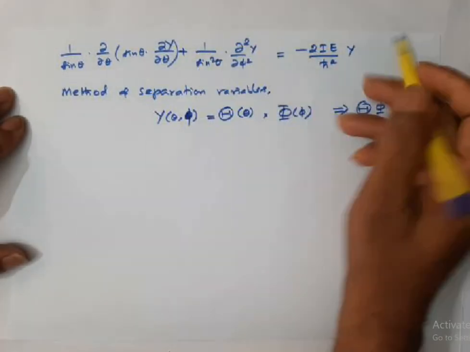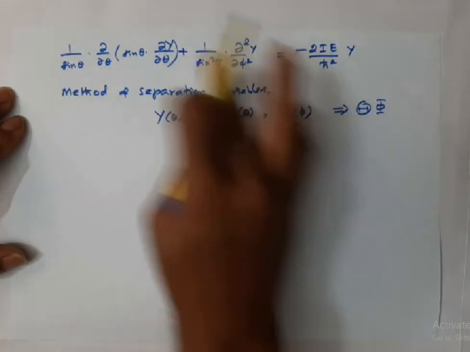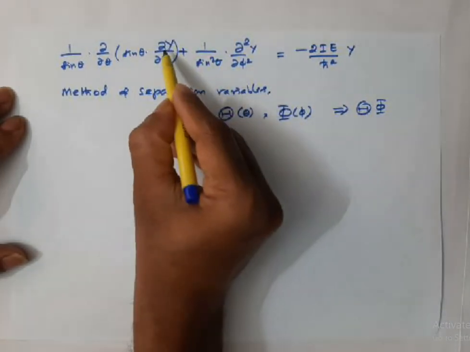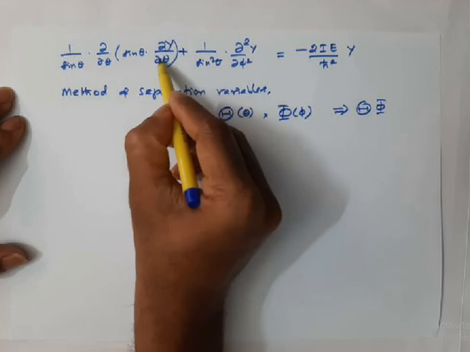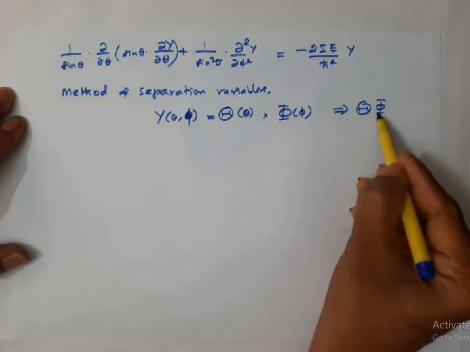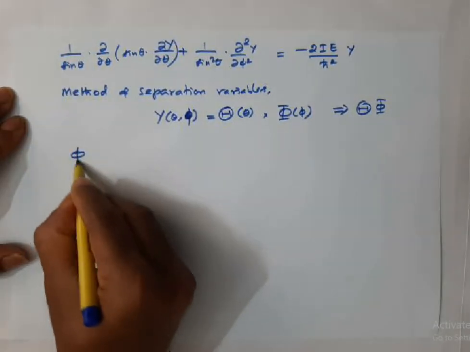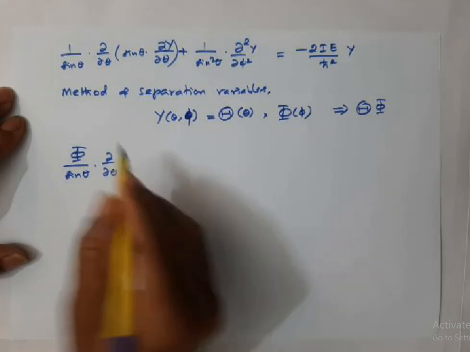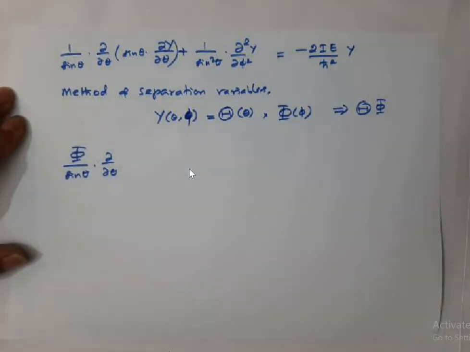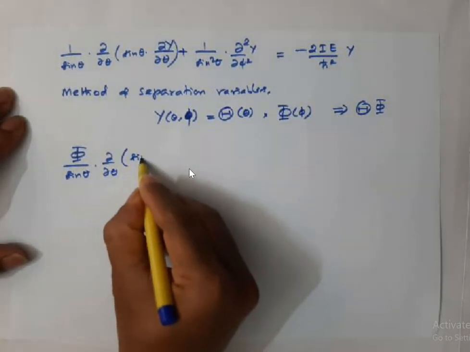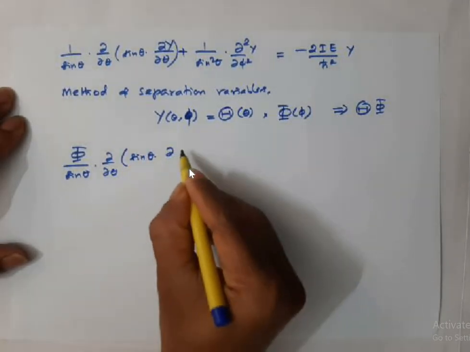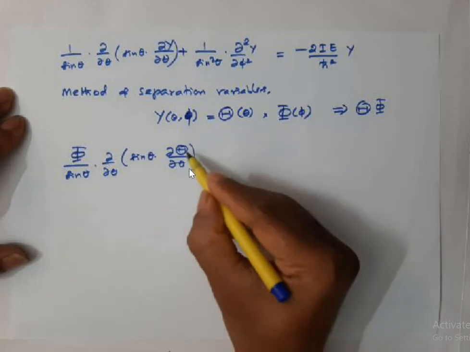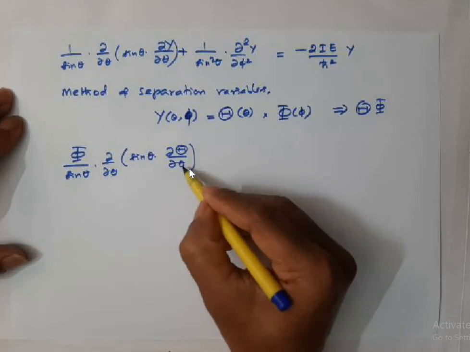So now in the above equation, wherever y is there, I'll put this one. If I put Theta and Phi in the place of y, this operator del by del theta will operate only on the theta function. Therefore the phi part is constant, you can keep it out. So Phi into sine theta into del by del theta, then sine theta del Theta by del theta. Remember, big Theta is a function, small theta is the variable.